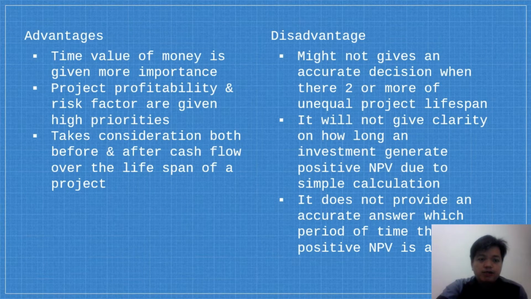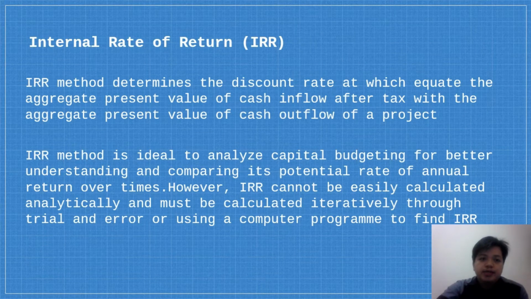So the advantage of NPV is that time value of money is given more importance, and project profitability and risk factors are given high priority. The disadvantage of NPV is that it might not give an accurate decision when there are two or more projects of unequal lifespan. And the last disadvantage of NPV is that it does not provide an accurate answer of which period of time a positive NPV is achieved. So the next method is internal rate of return or IRR.